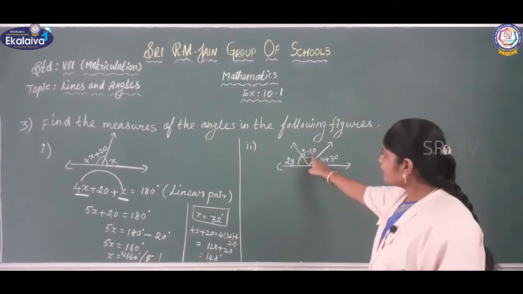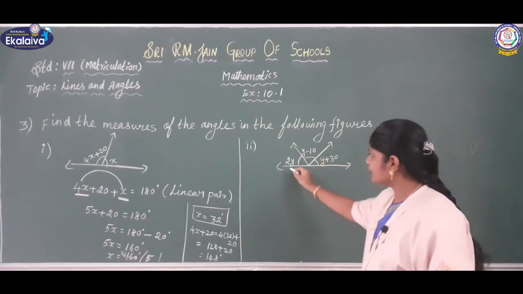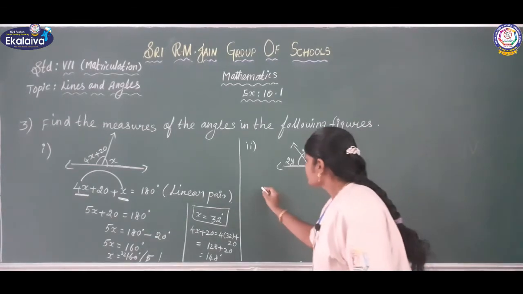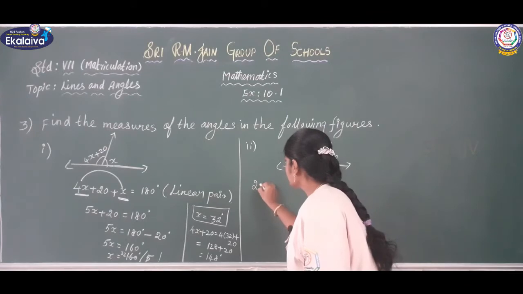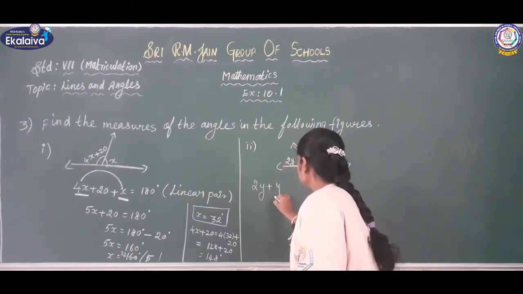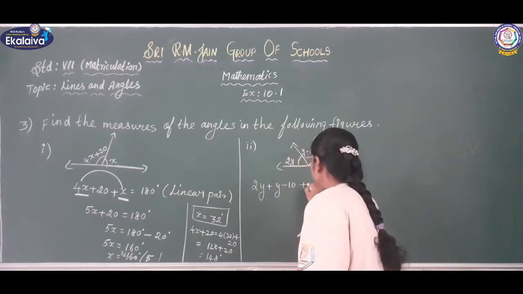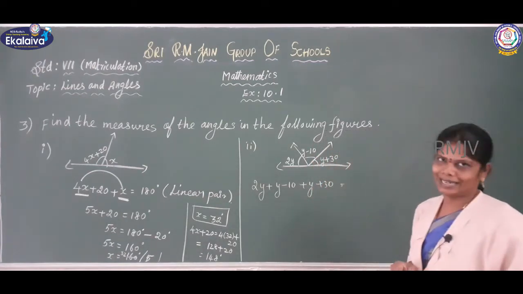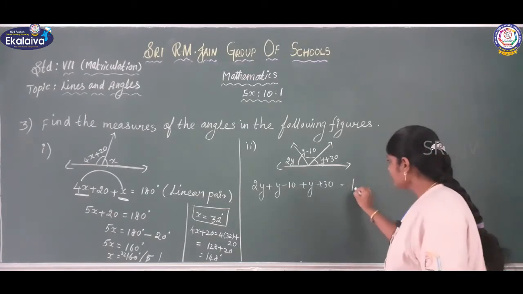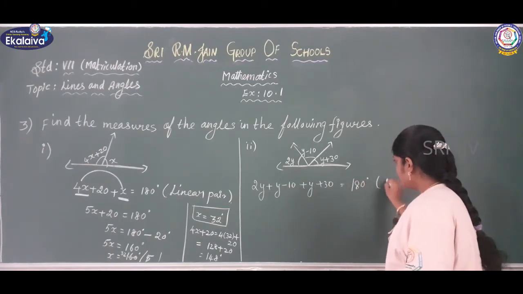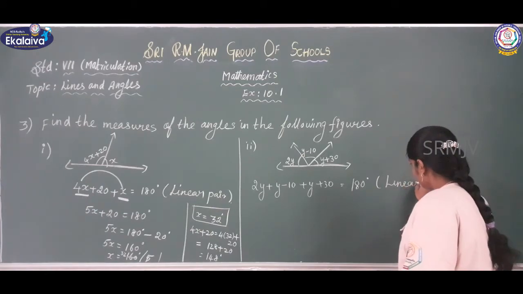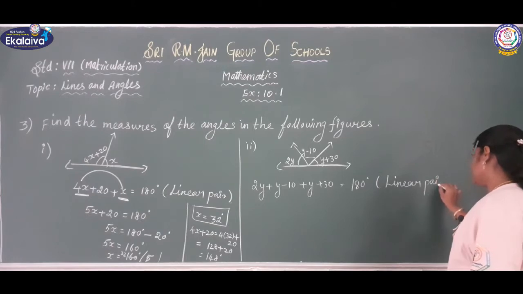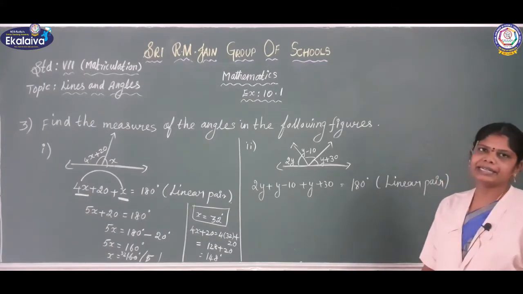2y, y minus 10, and y plus 30. See here, it is a straight line. So add all the angles: 2y plus y minus 10 plus y plus 30. The ray is passing through the straight line, so here we are going to apply the concept of linear pair. When we add all the angles, what will you get, children? 180 degrees, because of linear pair.